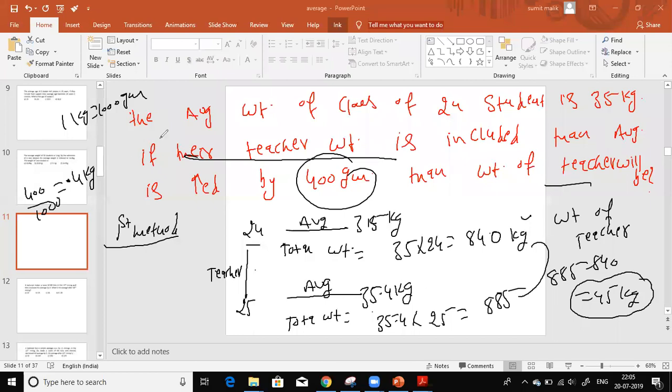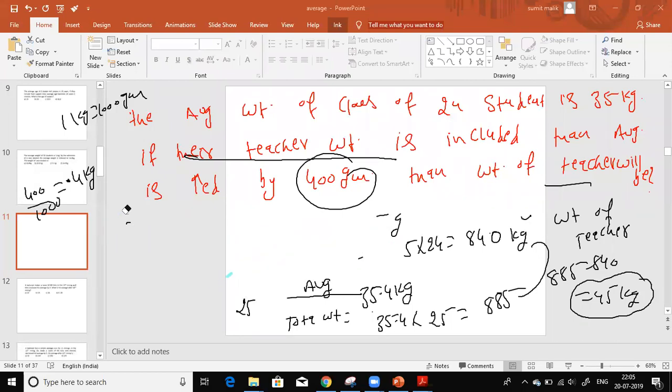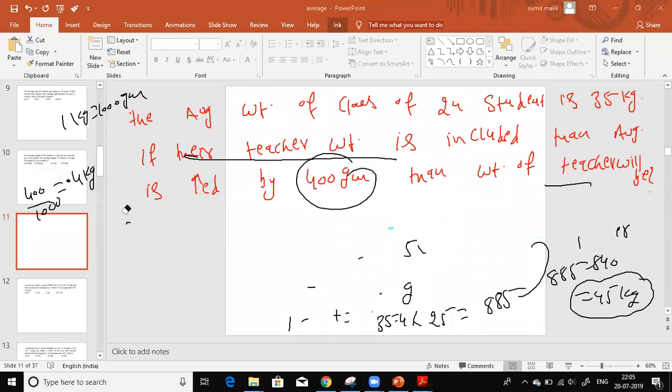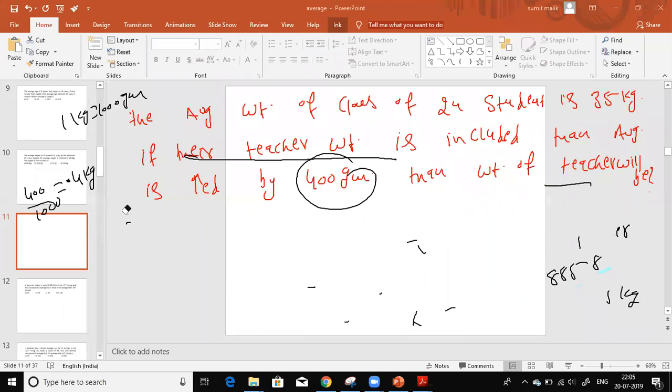Okay, I need to rub this because of the lack of space. So I need to rub this. Now the second one.